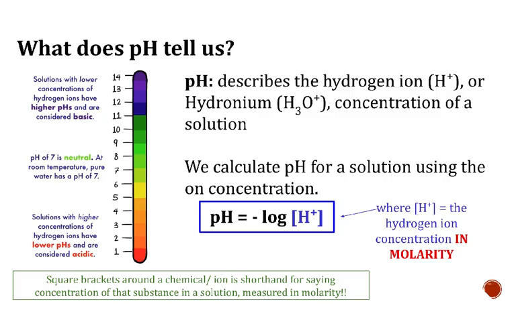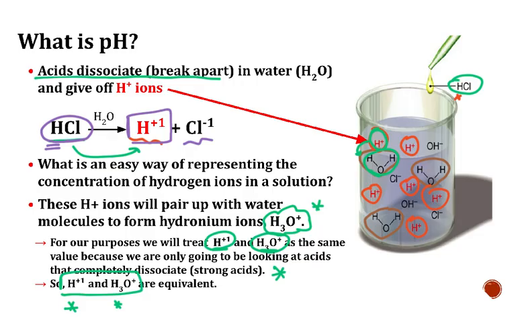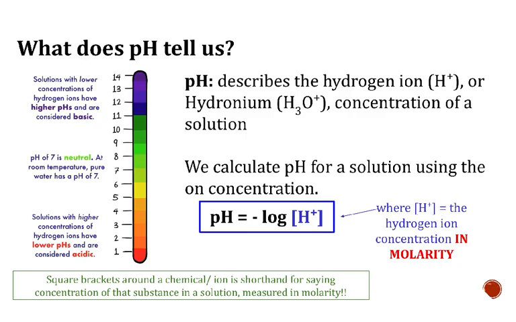All right, so what does pH tell us? We know that in an acid, our acids dissociate and break apart. So then we have hydrogen ions. What pH tells us is, and you'll notice there's that H in there, it's telling us something about the H+ ions that we have. So pH describes the hydrogen ion concentration of a solution. And again, or this hydronium ion concentration, those are interchangeable.